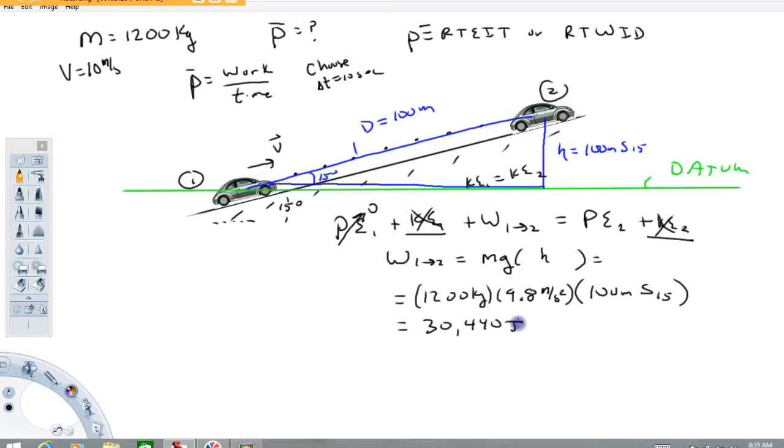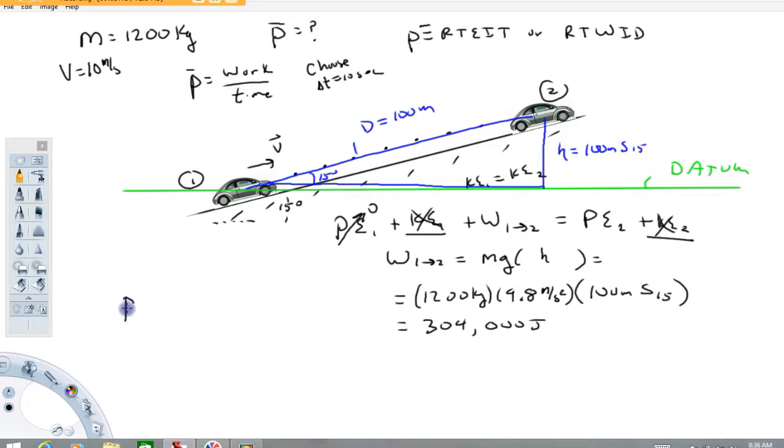Oh, I'm sorry, I got one more zero here. I got to go back. 304,371. I'm just going to round that to 304,000 joules to three significant figures. All right, so this would be the potential energy of this car here at position 2.